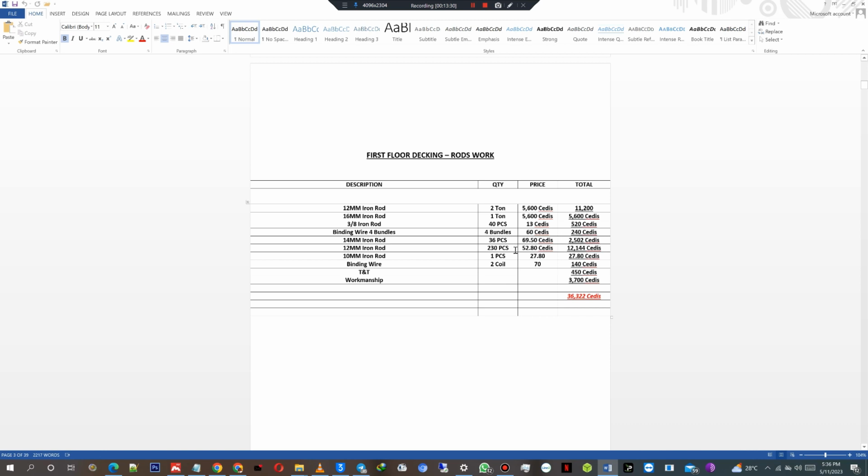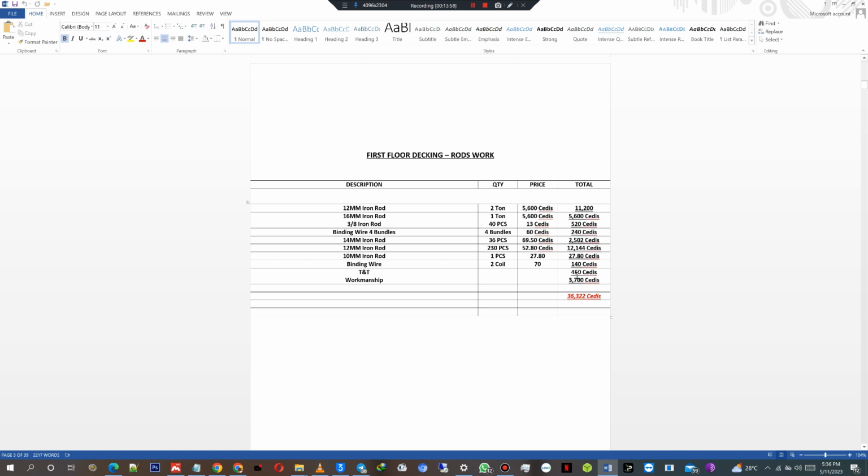And I bought 230 pieces of 12, which wasn't enough, that we used in completing the decking. And we used some for the steps too as well, which cost 12,144 Ghana cedis. And I bought 1 piece of 10 rod, which is 27.8. I didn't know what they used it for, but I think they used it for the steps or something. And I bought a bundle of 2 core wire, which is 17 Ghana cedis.